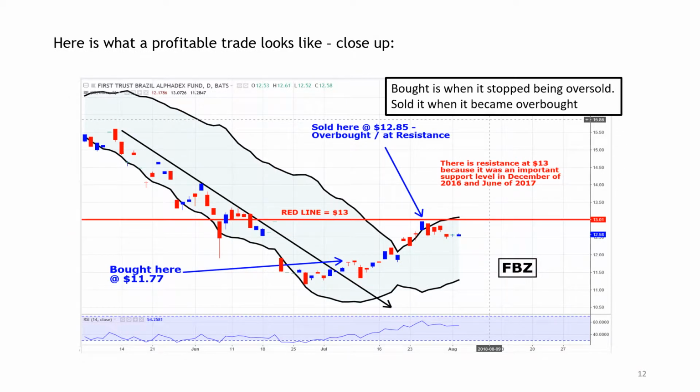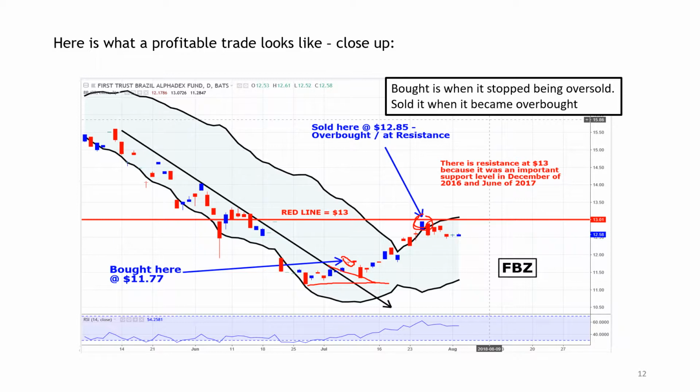This is the same thing. It's just closer up. So you can see I bought it on that date there after this trend line was broken. That was my sell stop. This was my target. And it got close to my target and it got overbought. So I just decided to sell it.